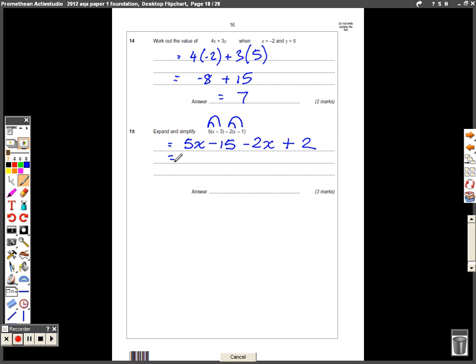Now do some tidying up. I can put the terms in x together. 5x take away 2x, which is 3x. And -15 add 2. Well, if I'm at -15 and I go up 2, I'll be at -13. So the answer, 3x -13.